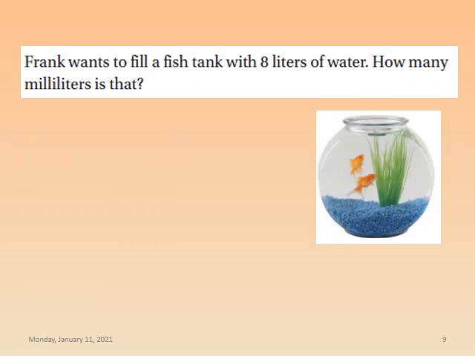Next one. Frank wants to fill a fish tank with 8 liters of water. How many milliliters is that? Again, we recall the rule. We have to multiply by 1000 to change from liters to milliliters. So here we have 8 liters times 1000 gives me 8000 milliliters.